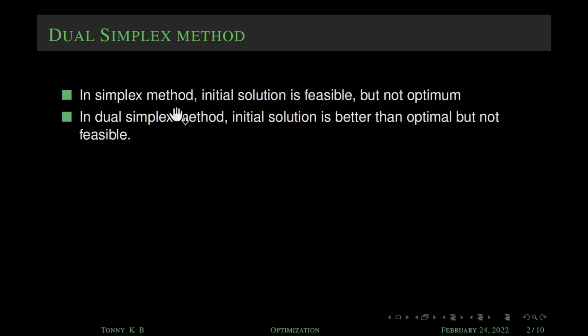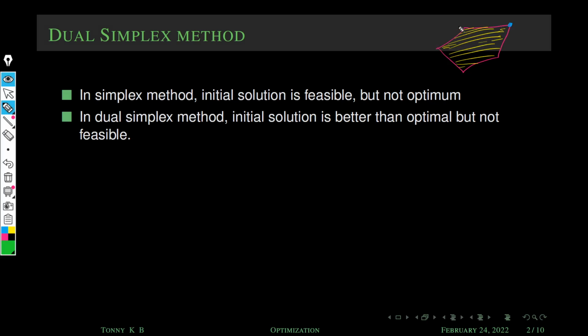Today we are going to discuss the dual simplex method. In the last class we have seen the simplex method. In the simplex method, the initial solution is feasible but not optimal. But in the case of the dual simplex method, the case is different. The initial solution is actually better than optimal but not feasible.